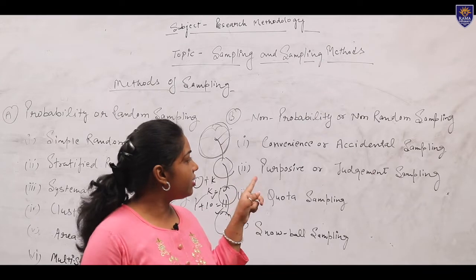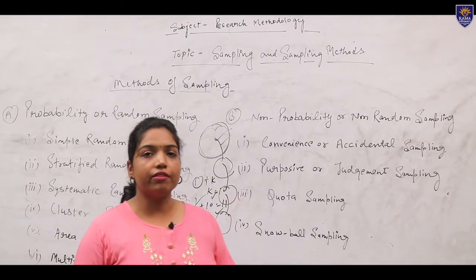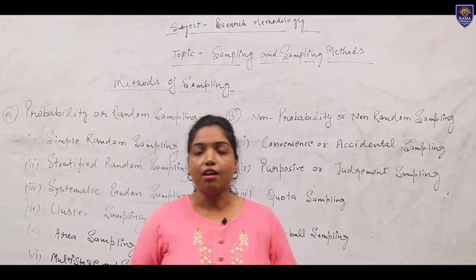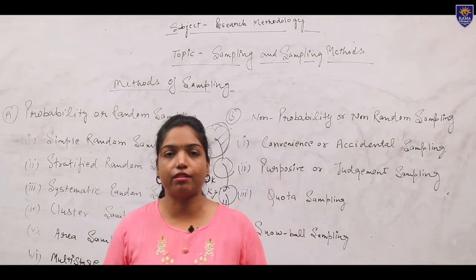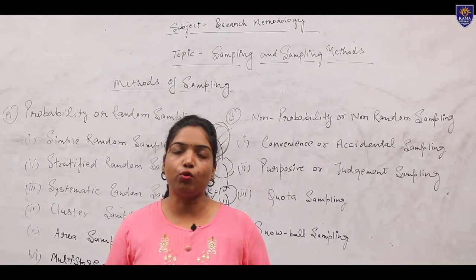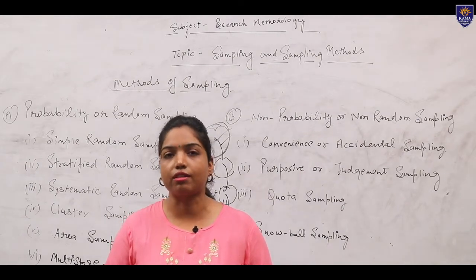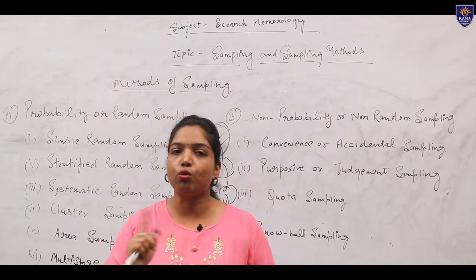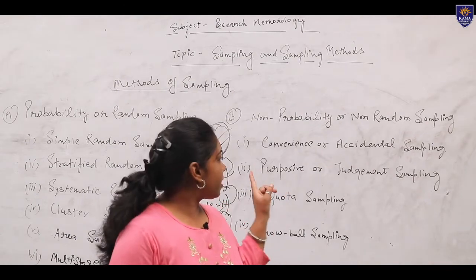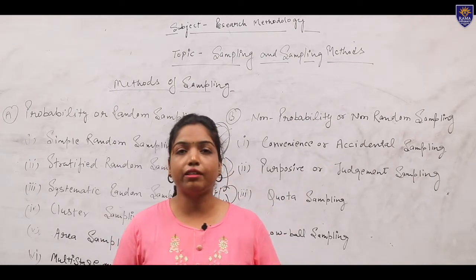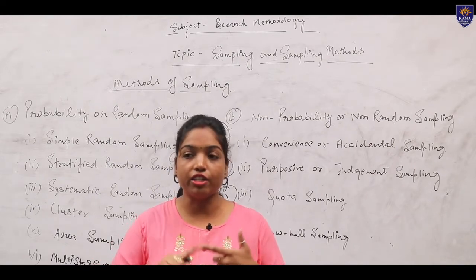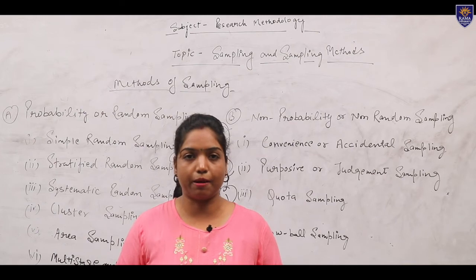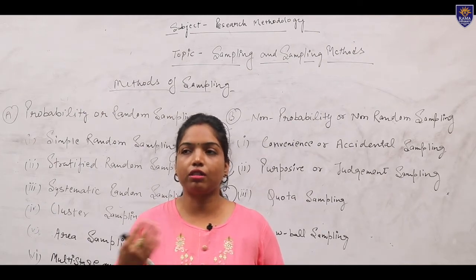The first one is convenience or accidental sampling. In convenience sampling, the researcher collects the sampling units at their convenience, or we can say the units which are more accessible to the researcher, he will select those units. So this is called convenience sampling or accidental sampling. That's why, because there is no equal chance for each and every unit of being selected in a sample. It totally depends on the researcher.